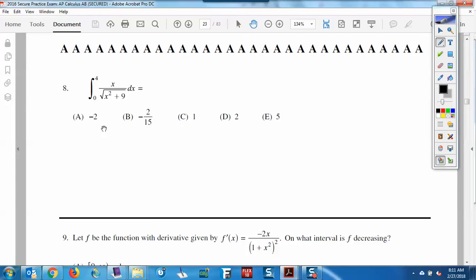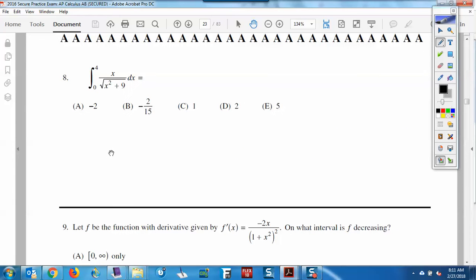Number 8. The whole inside of the bottom, I think, right? Let u be x squared plus 9, du would be x dx, which is setting up there, okay? And then you've got some nice numbers to plug in there, okay?